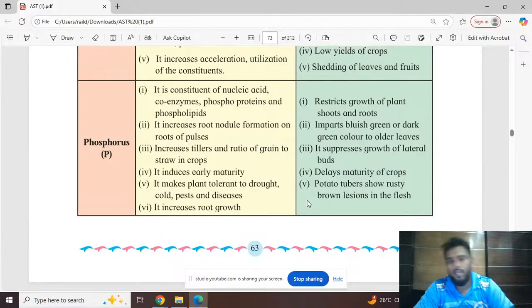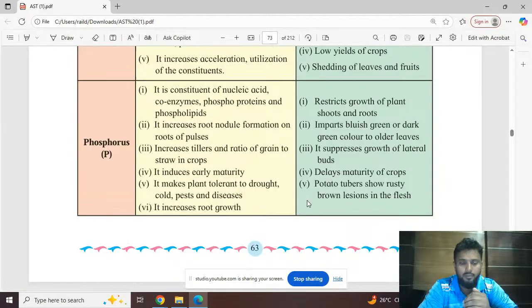So if phosphorus content is more in the soil or in the plants, root nodulation will be increased. And if root nodulation is increased, nitrogen fixation is increased. Okay, so that is the very important benefit or function of phosphorus. Then they also increase the number of tillers, and they also increase the ratio of grain to straw in the crop. The quantity of grain is going to increase, and the quantity of straw is also increased. Both the things are increased if there is good phosphorus content in the soil and available to the plants.